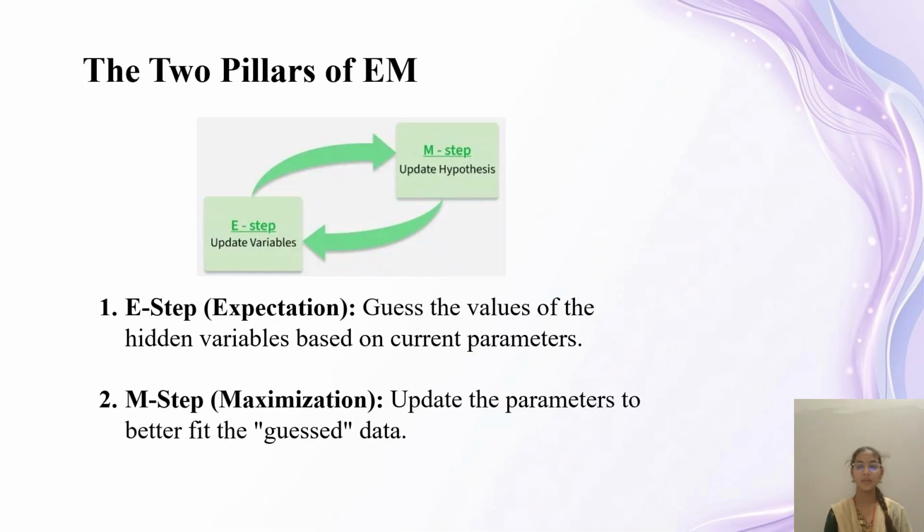Now, coming to the two pillars of EM algorithm, they are E step and M step. E step means expectation. Guess the value of the hidden variables based on the current parameters. This is the first pillar of EM algorithm, where we find hidden variables using current parameters. And the second step is called M step. This is also known as update hypothesis. We update the parameters to better fit the guessed data by using this step. These are the two pillars of EM algorithm.